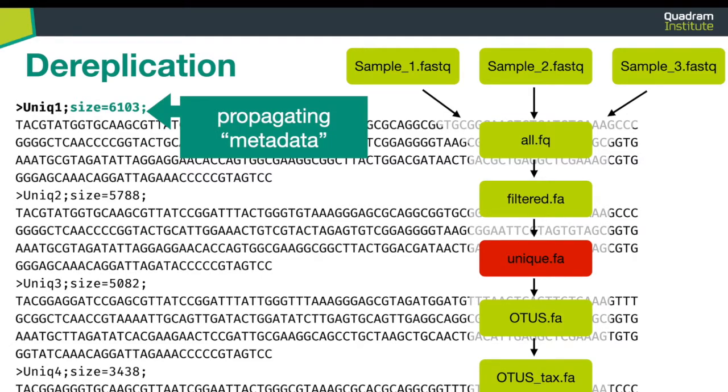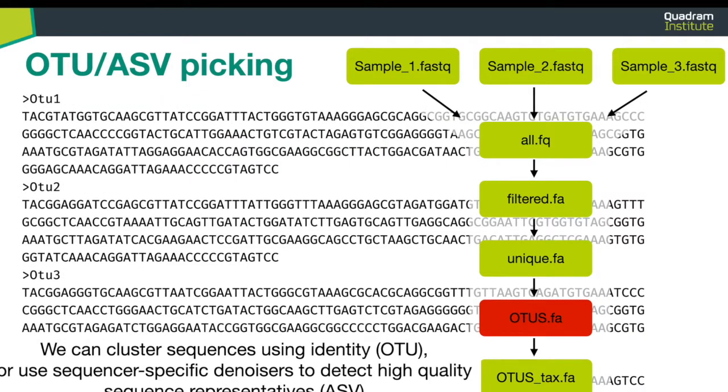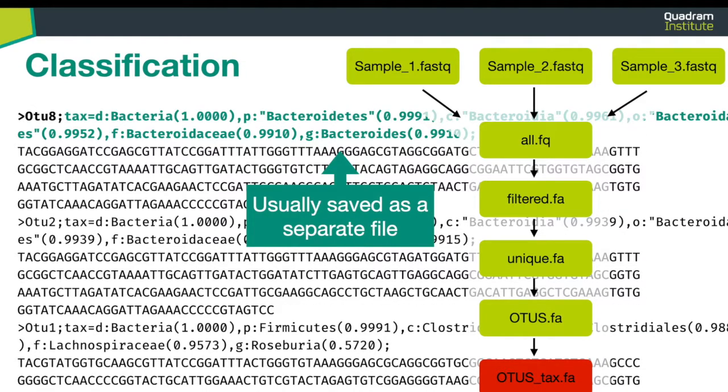Now, we can either choose a clustering algorithm and create a set of OTUs, or we can use a denoising algorithm, ending up with amplicon sequence variants. In both cases, we will get another FASTA file with a set of representative sequences. Finally, we can assign the taxonomy, comparing our sequences with one of the many databases available.